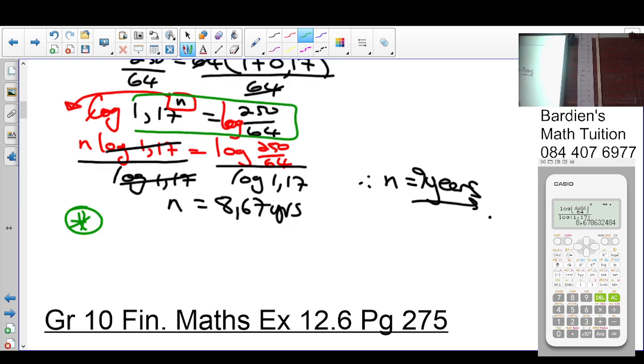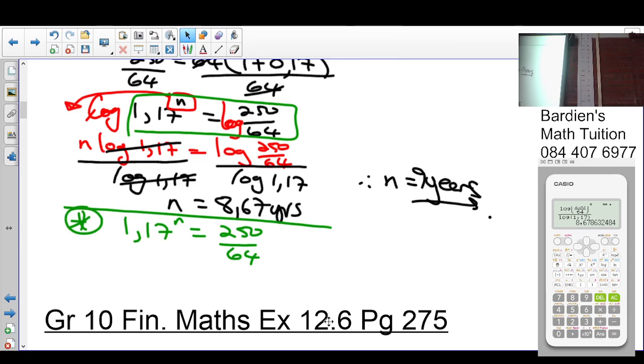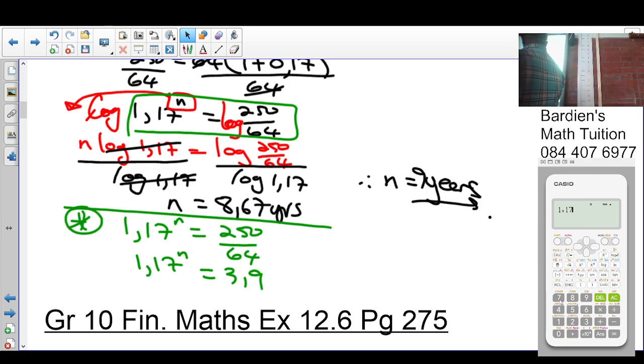If I consider this here, 1.17 to the n is equal to 250 over 64. Now 250 over 64 gives me 3.9. Can you see that? So what we did was they said, okay, you've got 1.17 to the exponent 5. We're looking for a value over 3.9 or around about there. So 5 years will give you 2.1, which is lower than that.